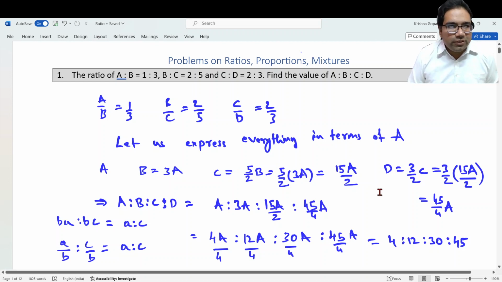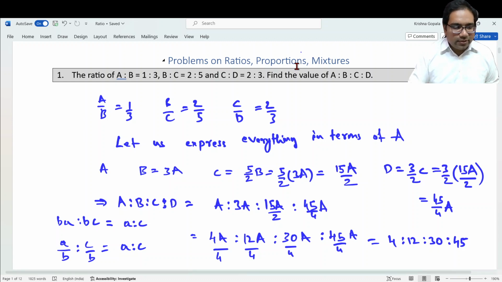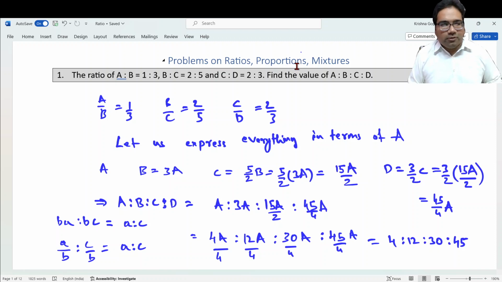Good morning, friends. Today we will do some problems on ratios, proportions, mixtures, and all of this. This is another very important topic, and a lot of questions are coming from this topic also.